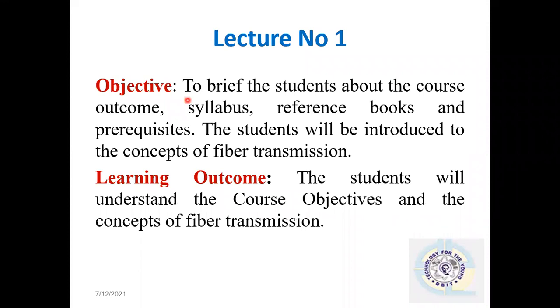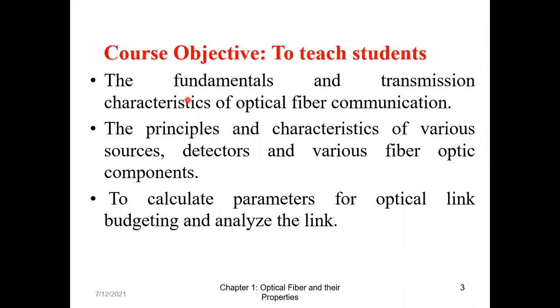So our objectives need to be clear, and in DBIT we frame our objectives according to Bloom's taxonomy. There are 6 levels in Bloom's taxonomy. This is the course objective given in the syllabus by Mumbai University: to teach the students the fundamentals and transmission characteristics of optical fiber, the principles and characteristics of various sources, detectors, and various fiber optic components. There are many fiber optic components, as we will see in the entire transmission.